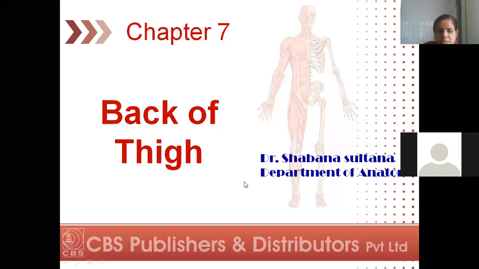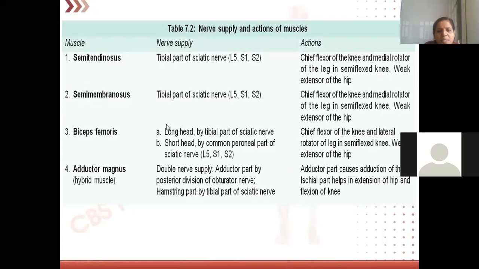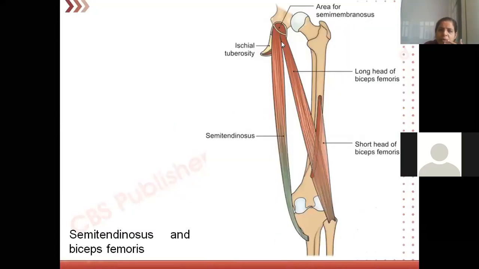What are the various muscles you see in the back of the thigh, Raj? Ma'am, back of the thigh: semimembranosus, biceps femoris, semitendinosus. And the hamstring part of adductor magnus. Very good. All these are the muscles of the back of the thigh.